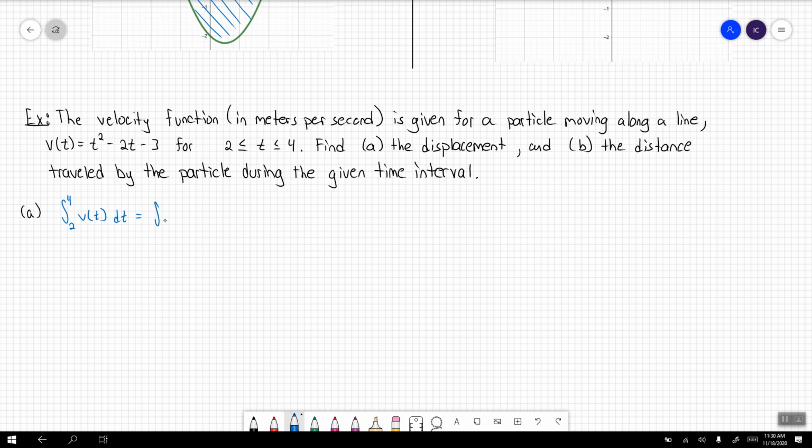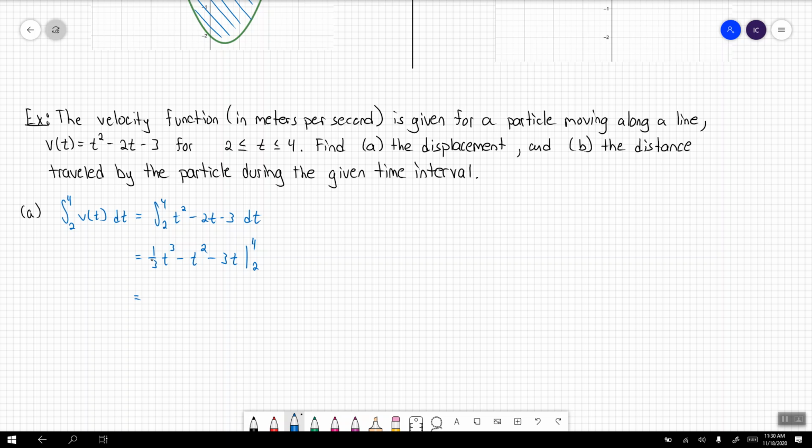So integrating the velocity function from 2 to 4, we get t squared minus 2t minus 3. We're going to integrate this function with respect to dt. Add 1 to the exponent, so that's going to be t cubed multiplied by its reciprocal, minus, add 1 to the exponent, t squared multiplied by the reciprocal. Negative 2 is going to be multiplied by 1/2, so we're going to get negative 1, so it's just minus t squared, minus 3t, all of this evaluated from 2 to 4.